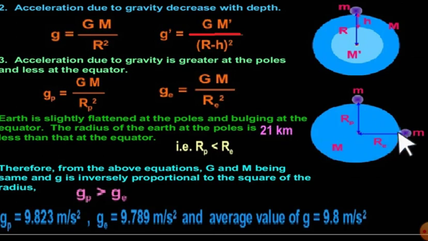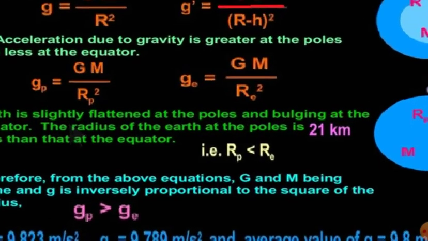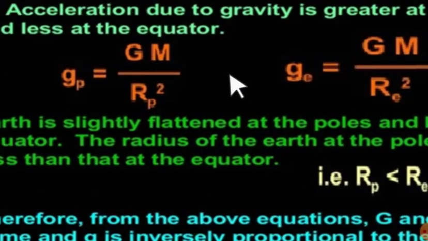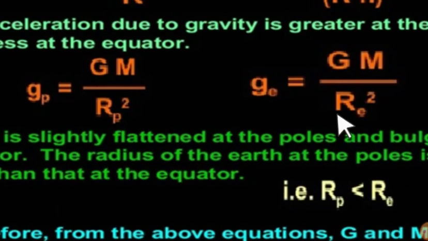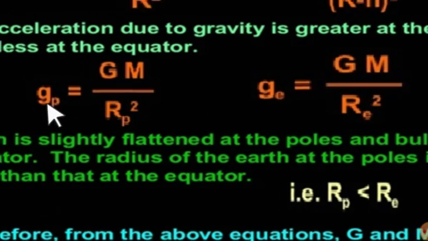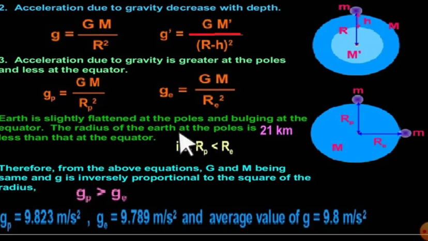So your RE, that means radius of the earth at equator, and radius of the earth at poles, denoted by RP. So your RP is less than RE. Got it? And so if you try to find out your acceleration due to gravity at poles and equator like this, RP is less, RE is more. So more the denominator, lesser will be the quotient. So your acceleration due to gravity at equator is less than that at poles. So this is also due to the fact that your earth is not a spherical surface.